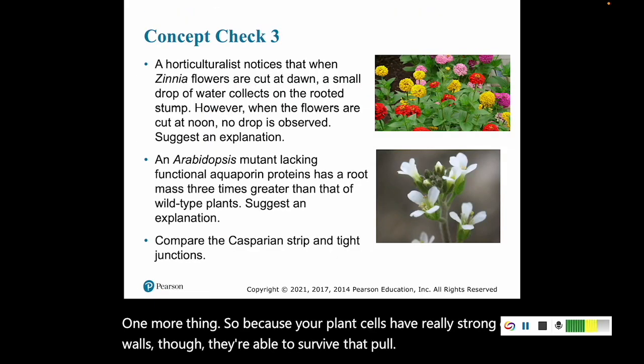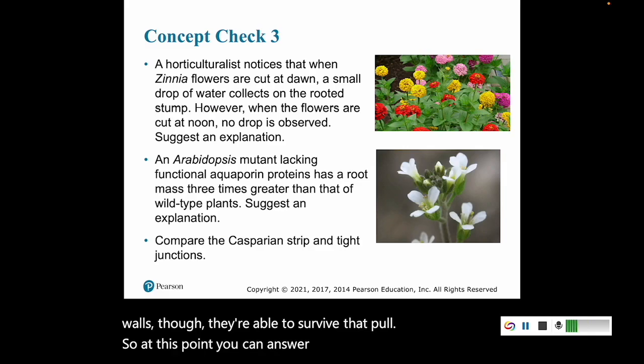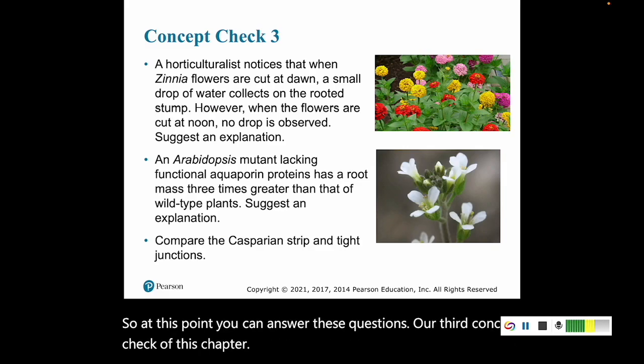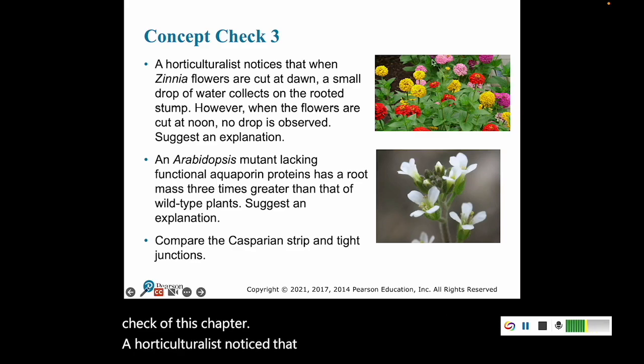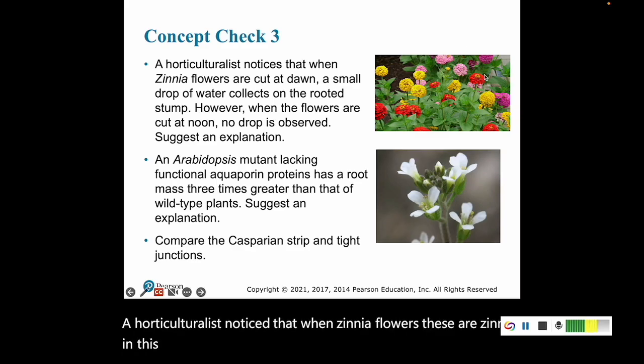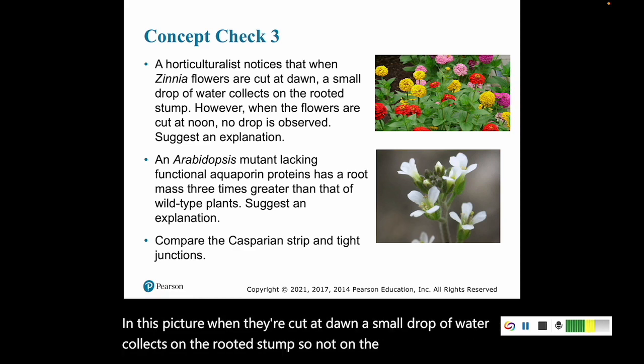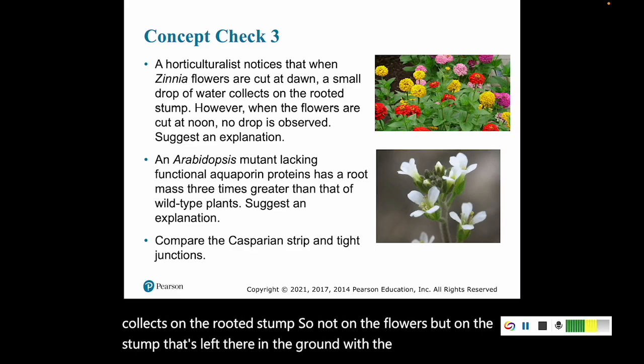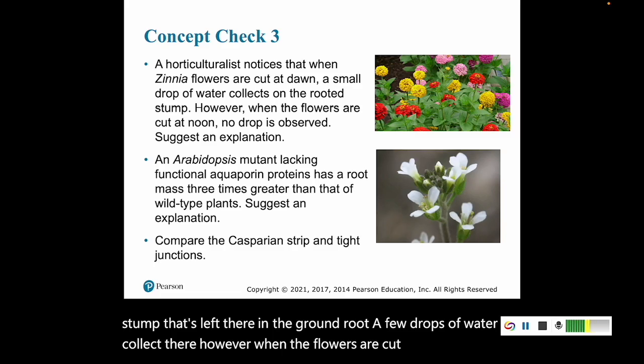Okay, so at this point, you can answer these questions. Our third concept check of this chapter. A horticulturalist noticed that when zinnia flowers, these are zinnia in this picture, are cut at dawn, a small drop of water collects on the rooted stump. So not on the flowers, but on the stump that's left there in the ground with the root. A few drops of water collect there. However, when the flowers are cut at noon, no drop is observed. Suggest an explanation for this.